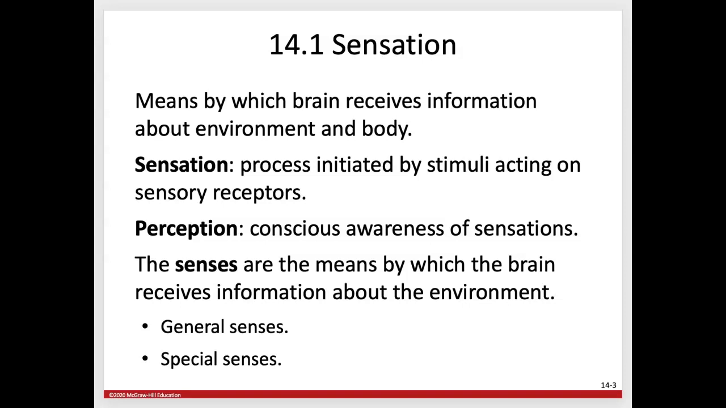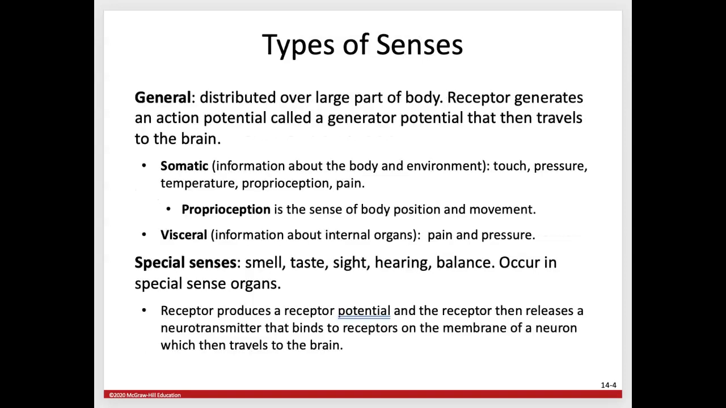So we have general senses and then we have special senses, and we're going to talk about those a little further here. General senses are distributed over a large part of the body. Our receptors generate an action potential called a generator potential that then travels to the brain. We have somatic senses, which are touch and pressure, temperature, proprioception, and pain. Proprioception is the sense of body position and movement, just so you're aware of what that means. And then we have visceral senses, which are basically sensations coming from our internal organs, specifically pain and pressure.